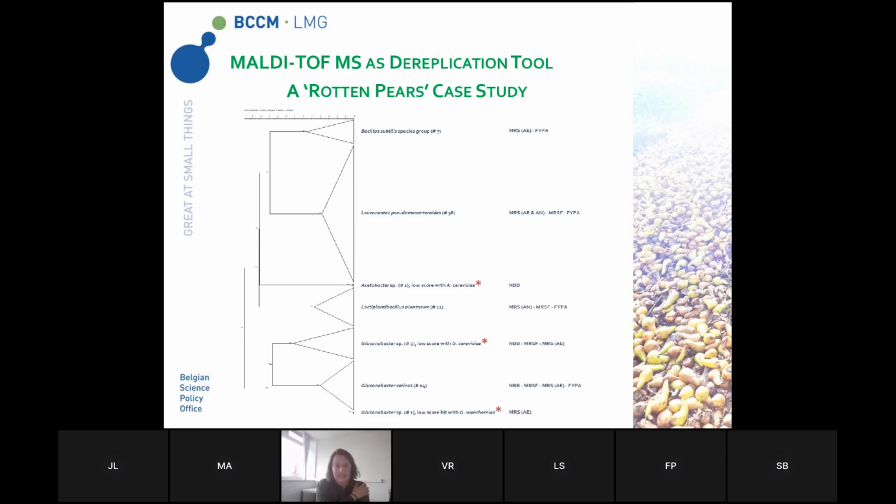Meaning potentially that there could be novel bacteria. I'm quite sure that they will be novel because for those genera added here in the dendrogram, we do have the full, validly published species that are comprised in those genera present in our database. So potential novel species descriptions are coming up here.